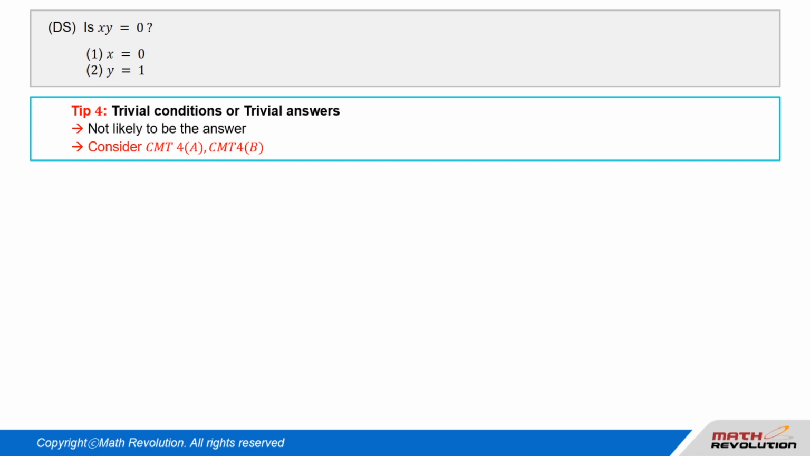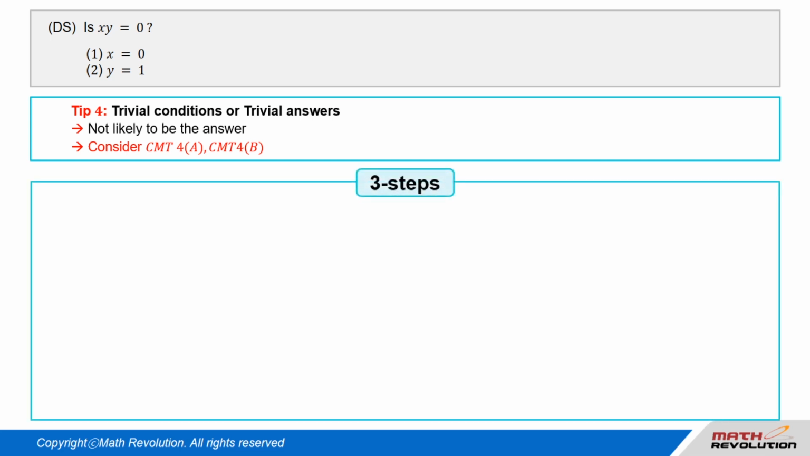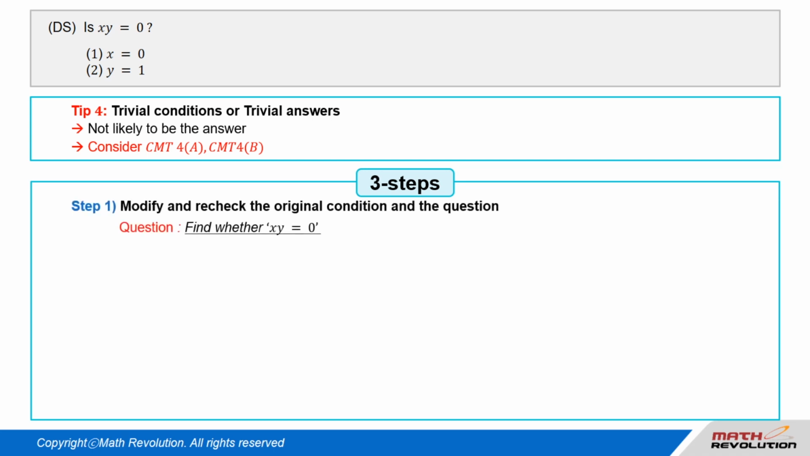Tip 4. The trivial answers or trivial conditions, that is, the cases that are too easy, are not likely to be the answer. We can often combine Tip 4 with CMT 4A or B. Let's apply the 3 steps suggested previously. Follow the first step of the variable approach by modifying and rechecking the original condition and the question.